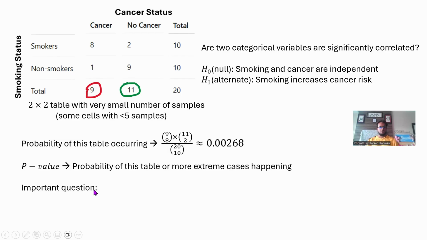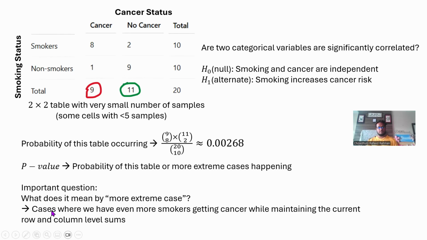Okay, so the important question that we try to understand here is what it means by a more extreme case, right? A more extreme case is a case, or there can be multiple more extreme cases, where we have even more smokers getting cancer while maintaining the current row and column sums. So this is very important to understand. This difference right here should be even more extreme, but these sums, the column sums like 9 and 11 and the row sums like 10 and 10, have to be the same. You cannot say, okay, let's change this sum. You have to alter these numbers such that these 4 sums stay the same. So let's see what a more extreme case is in this respect.